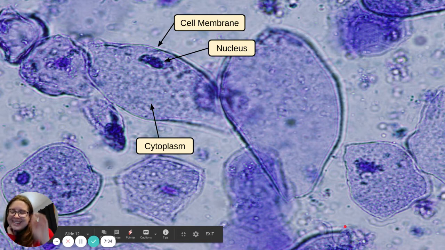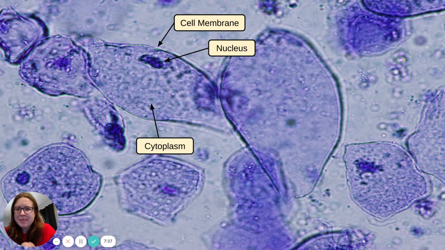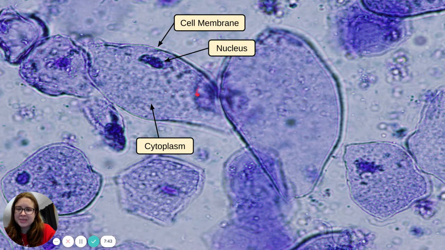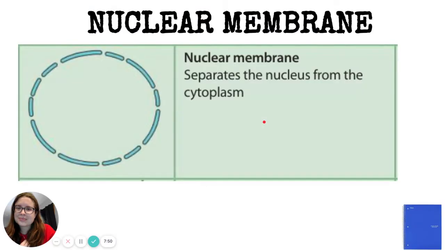If we take a look at another picture of a cell under a microscope, again, you'll see the cell membrane on the outside, the cytoplasm, all of that jelly-like material inside the cell, and then this darker portion here is our nucleus. In the reading, we were also introduced to another organelle, the nuclear membrane. The purpose of the nuclear membrane is to separate the nucleus from the cytoplasm.